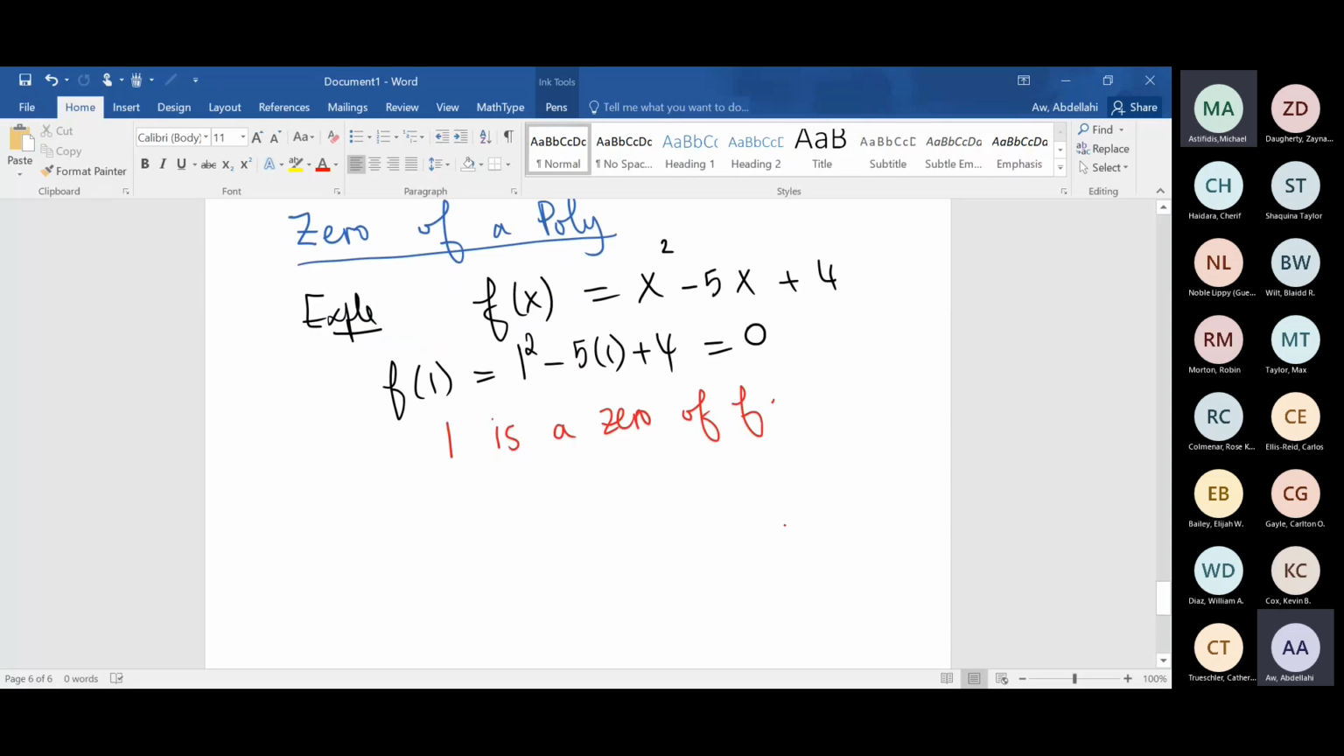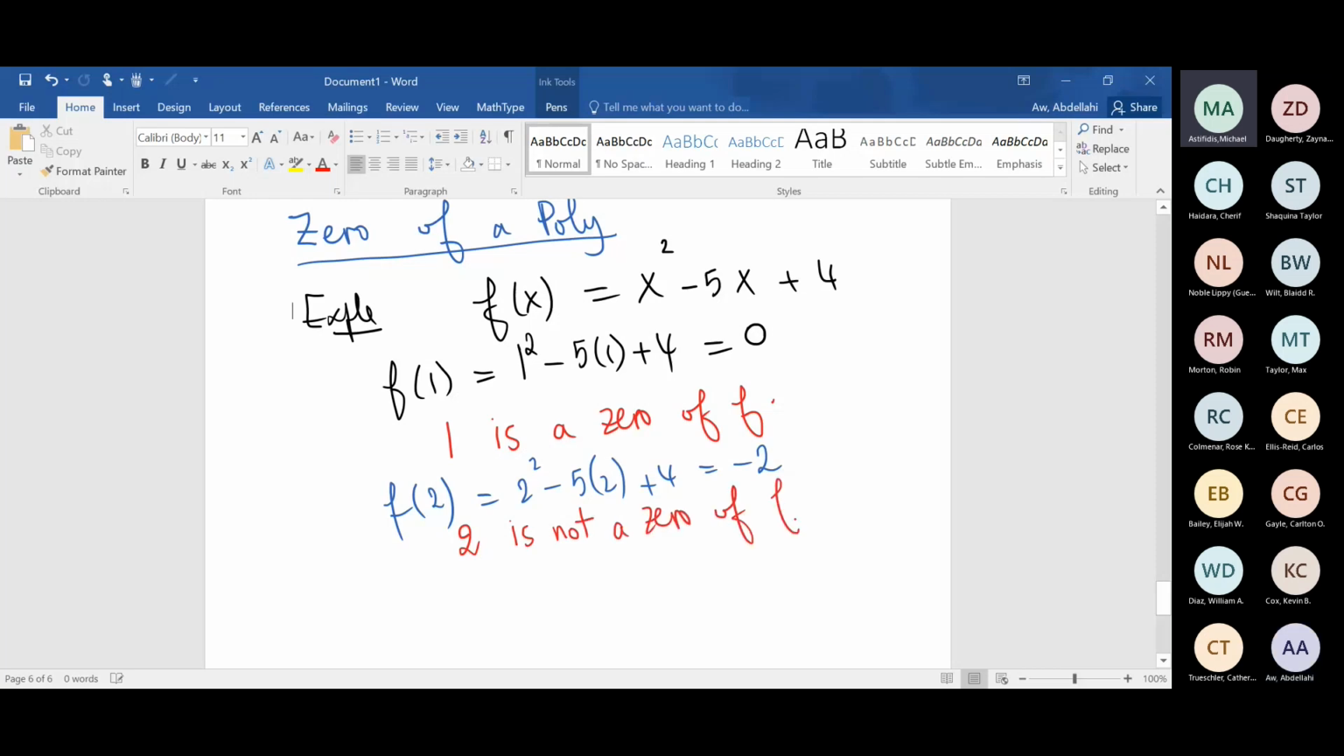But how much is f of 2, for instance? F of 2 is 2 squared minus 5 times 2 plus 4, which is 4 minus 10, which is negative 6, plus 4 is negative 2. Because of that, what do we say? What's the conclusion here? We say that 2 is not a 0 of f. So what is a 0? What are the zeros of a polynomial?